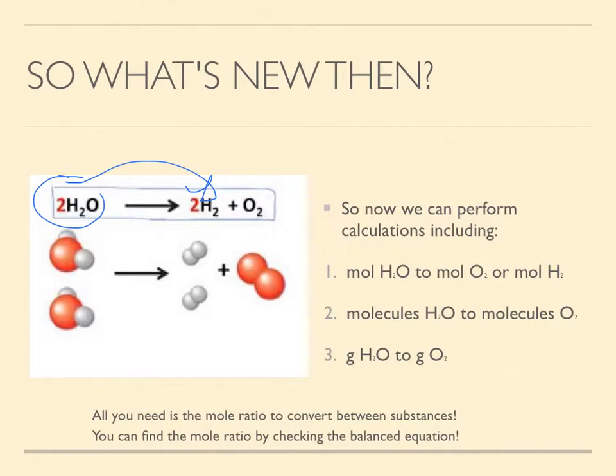We can also convert now between molecules of H2O and molecules of O2, or grams of H2O to grams of O2. So it's no longer, again, just going between one substance. It's about using the balanced equation to convert between substances that are involved. All you need is the mole ratio to convert between substances. And the only thing that you need to be able to determine the mole ratio is just by balancing your equation, if it's not already balanced for you.